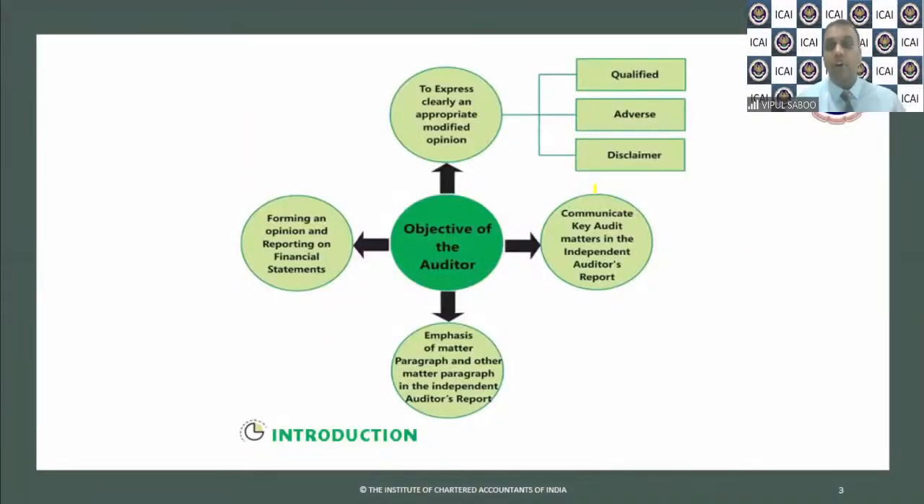So this is the objective of the auditor, as you can see over here. He has to form an opinion and report on financial statements, communicating key audit matters, then emphasis of matter paragraphs and other matter paragraphs, which we've already done. And these are the various types of opinion. We'll be discussing it today itself.